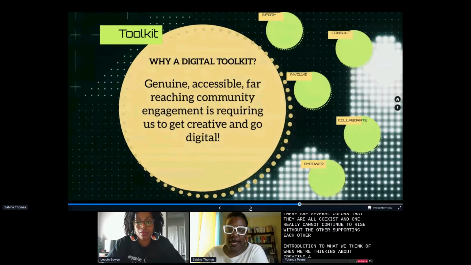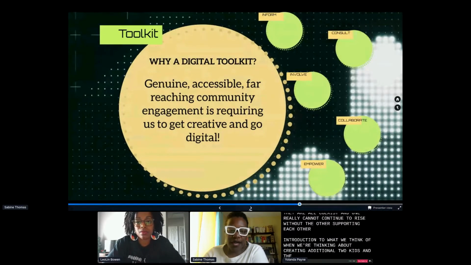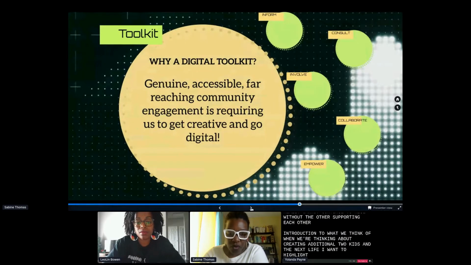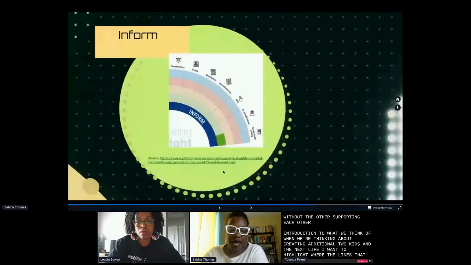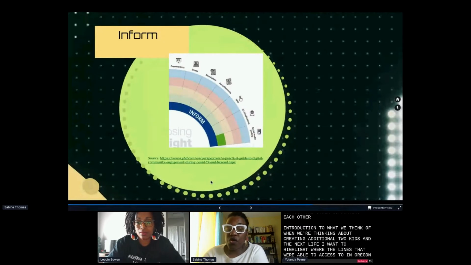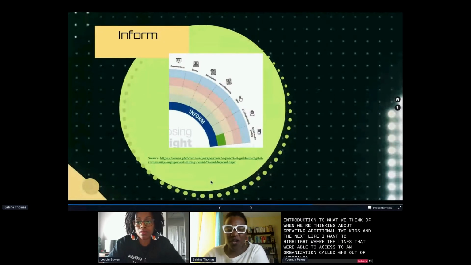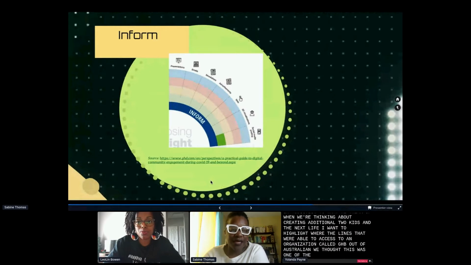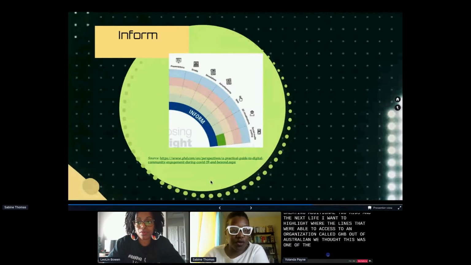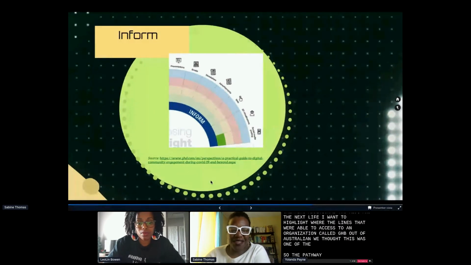So with that said, here is a very foundational introduction to what we think of when we're thinking about creating a digital toolkit. And the next slides I want to highlight were slides that we were able to access through an organization called GHD out of Australia. We thought this was one of the best ways to illustrate aspects of creating a digital toolkit. So the pathway is as follows. It's actually an entire circle, and I've broken it up for the purpose of our presentation today.